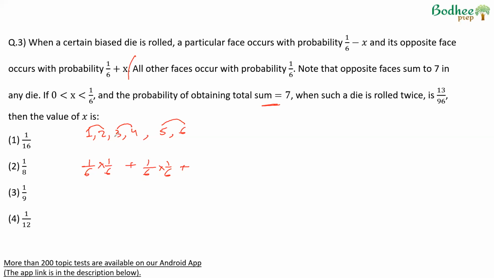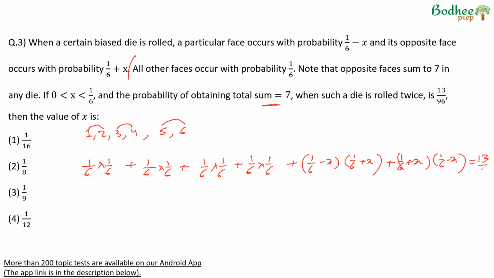In the first roll of the die, if the third face comes up, probability 1 by 6, we will have to have the fourth face to get a sum of 7. If the fourth face turns up, we'll have to have face 3 to get a sum of 7. If the fifth face turns up, which has a probability of 1 by 6 minus x, we will need 1 by 6 plus x. If the sixth face turns up, 1 by 6 plus x, we will need 1 by 6 minus x. This is the probability of getting the sum as 7.